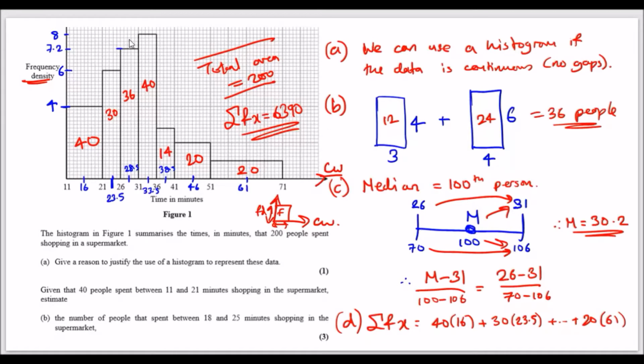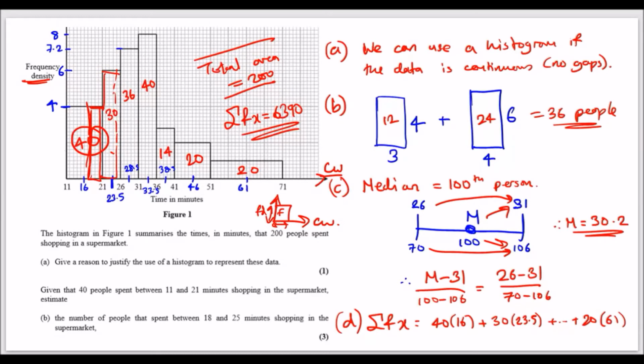Now, given that 40 people spent 11 to 21 minutes, so that's the first block here, shopping in a supermarket, the first block has an area of 40, just like I wrote. Estimate the number of people that spent between 18 and 25 minutes shopping in the supermarket. So 18 to 25 minutes is very specific. Here we need to split this block across, so we need to find this kind of area. And at 25 minutes we need to split this as well to find this kind of area, so from here to here.